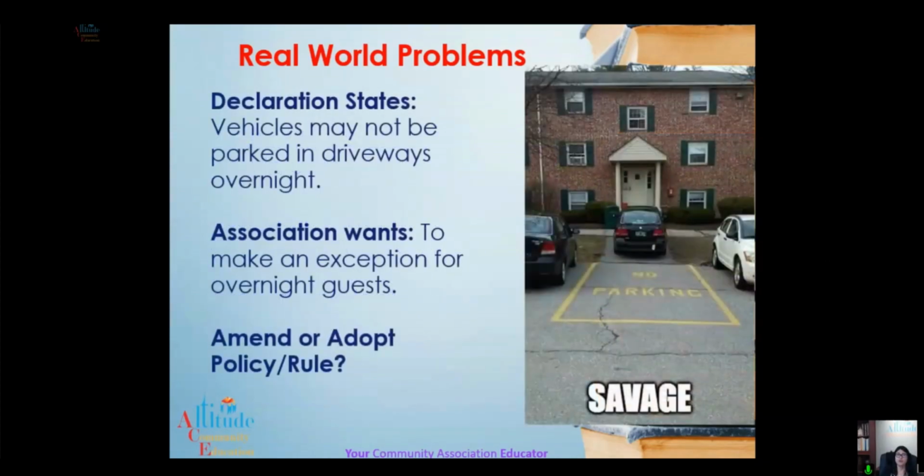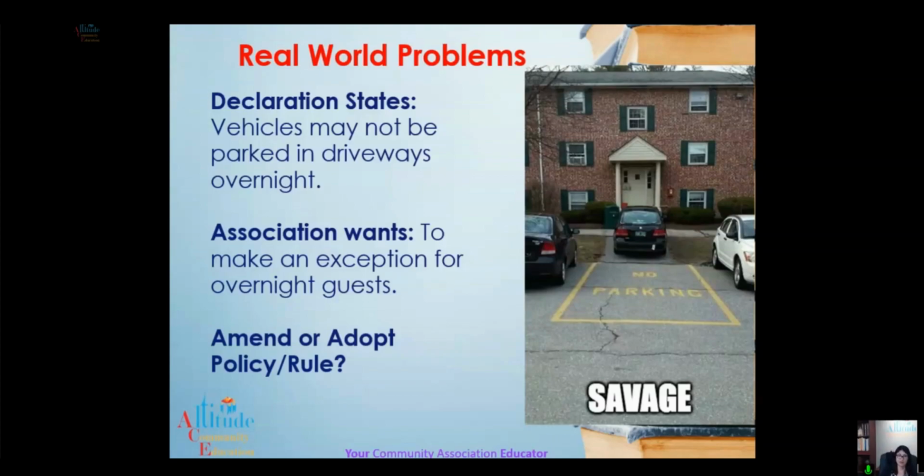Another great one. Vehicles may not be parked in driveways overnight. But the association wants to make an exception for overnight guests. So if you've got out of town visitors and they're coming for the weekend, the association thinks it's reasonable to say, well, they can park on the driveway while they're there. We can make them get a permit or whatever else we want to do.